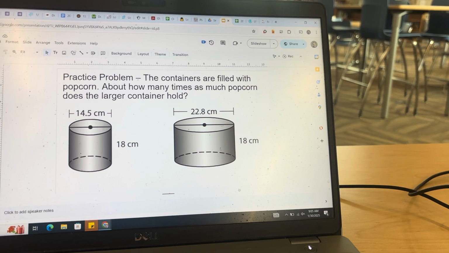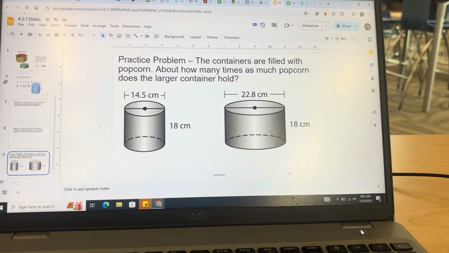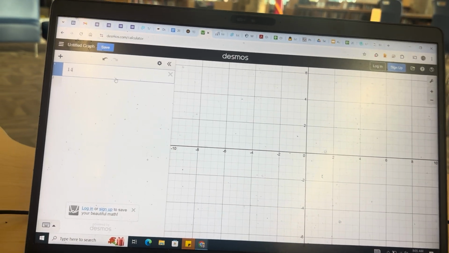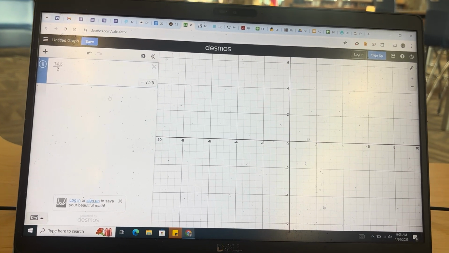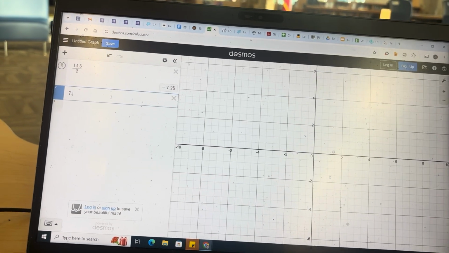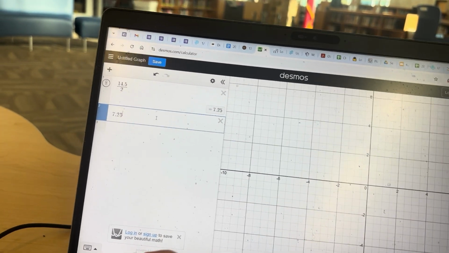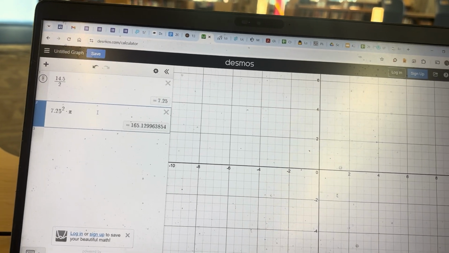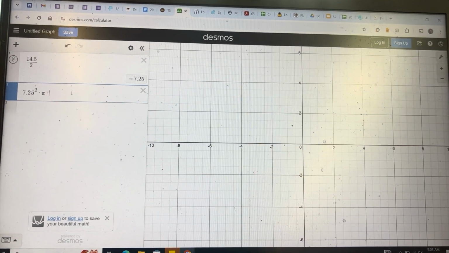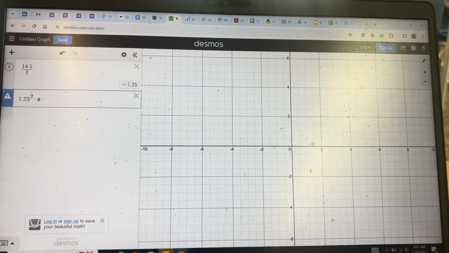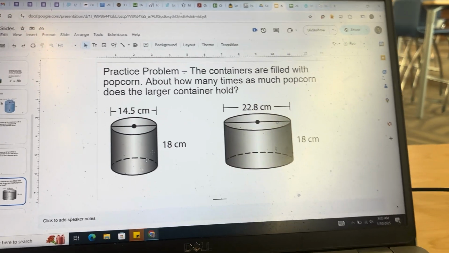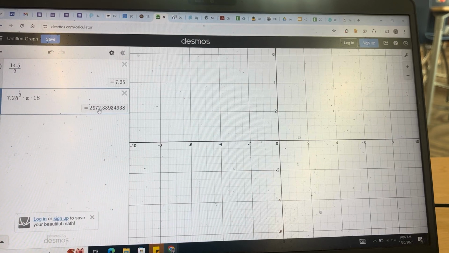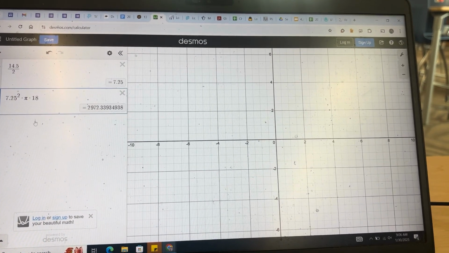Then this one here, I guess I will have to get the calculator on this one. Let's see. The first one is 14.5 for the diameter. So 14.5 divided by 2 is going to give me 7.25. I'm going to go 7.25 squared, because that's my radius squared. I have to multiply that by pi. Remember, you can just type pi in and then multiply that by my height, which is 18. And that gives me this, 2,972 point whatever.